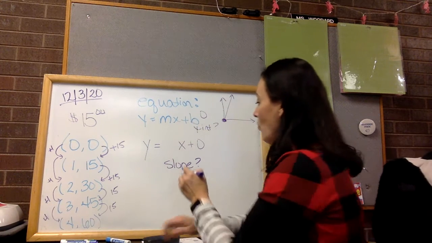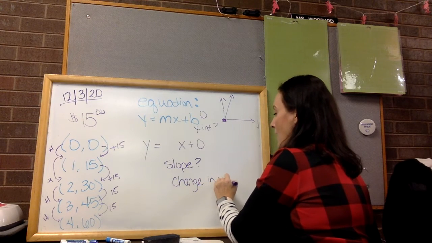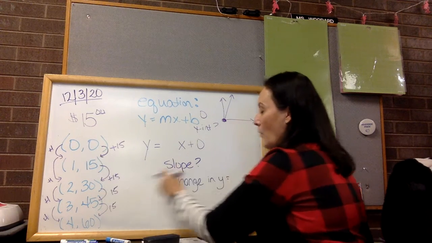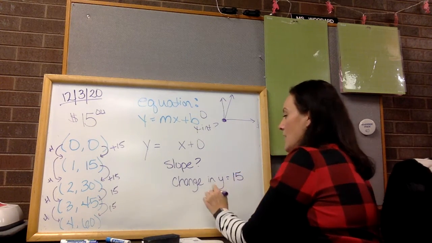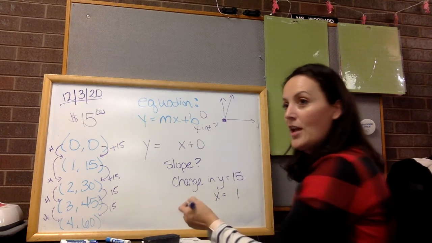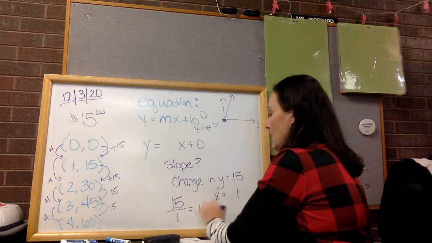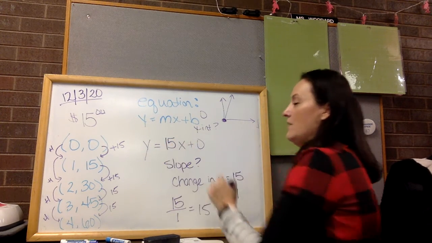So as you're looking at your slope, my change in y is what's happening as I go from one y to the next, which would be 15. Change in x would be 1. So change in y over change in x is 15 over 1, which is just 15. So all I get is 15 for the slope.